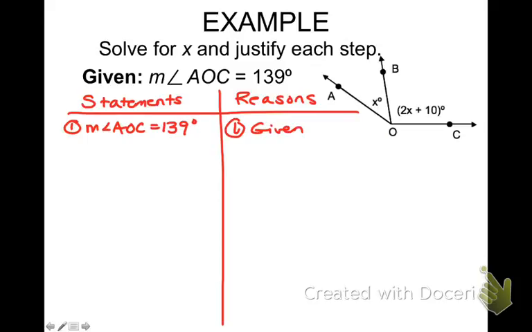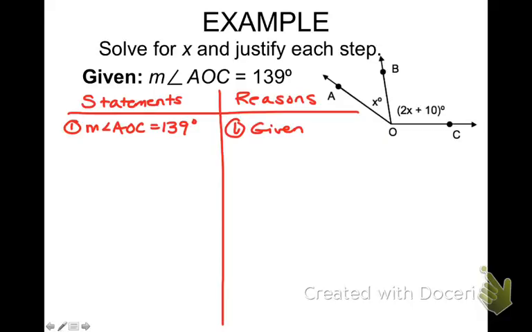Because it says given. Did everybody see that? Okay. All right, so what did we do? I needed to solve for x. 43. We need to prove it. We need to justify each step. What did we do first?